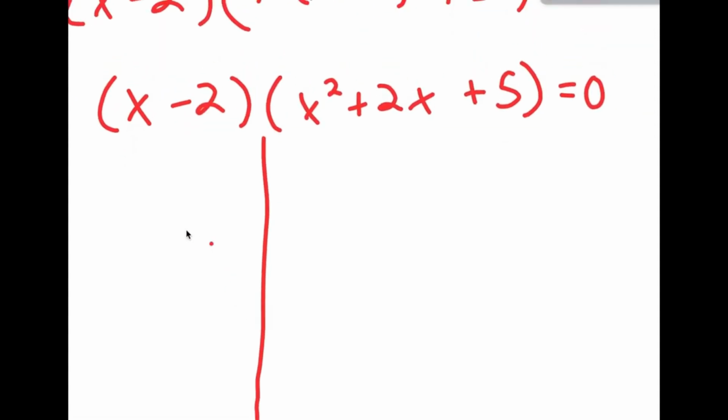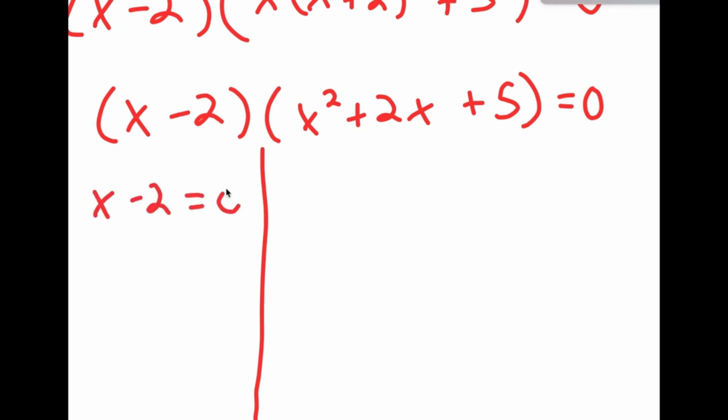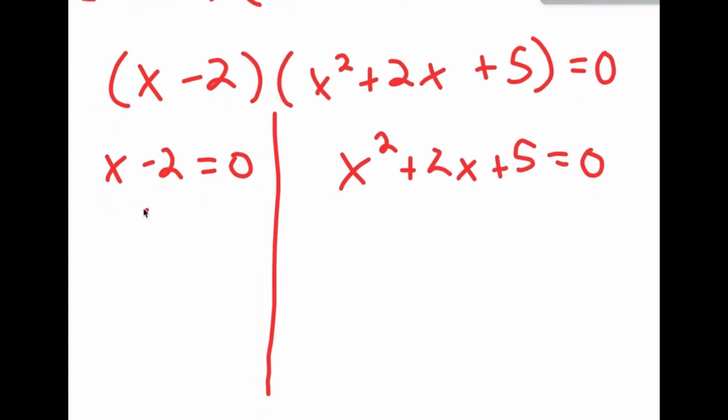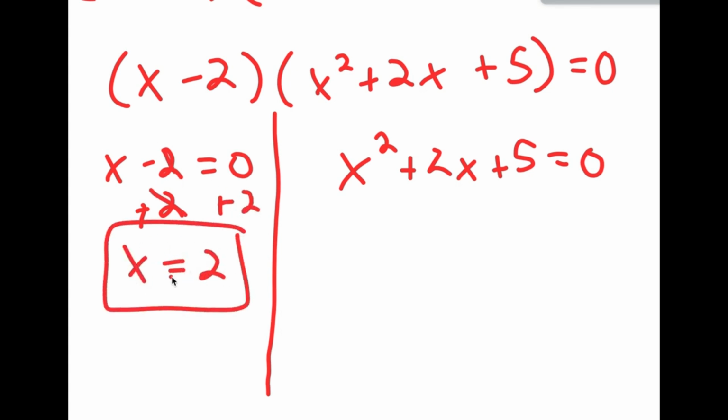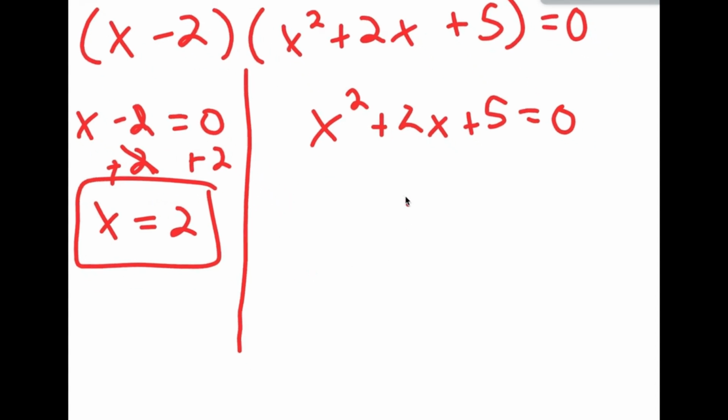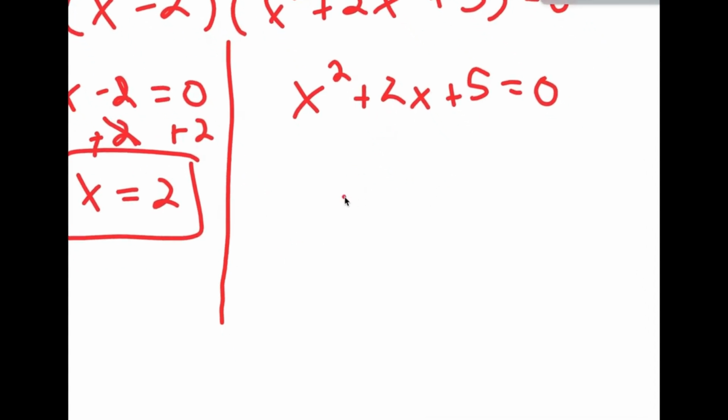Now this gives me two equations. I get x minus 2 is equal to 0, and I get x squared plus 2x plus 5 is equal to 0. Well, for x minus 2 equals 0, I can simply add 2 on both sides, so I get x equals 2. And we already got this solution by guessing at the start. Now for x squared plus 2x plus 5 equals 0, I can use the quadratic formula.